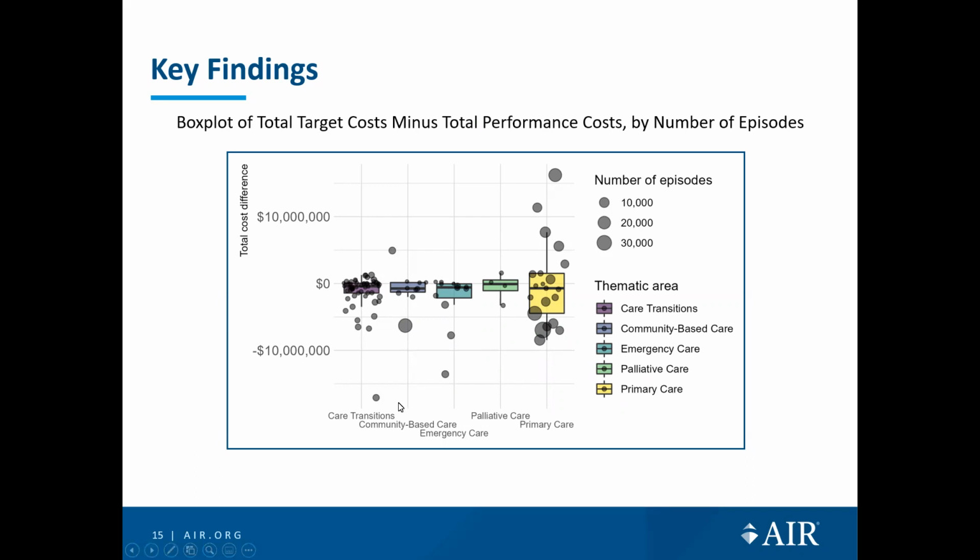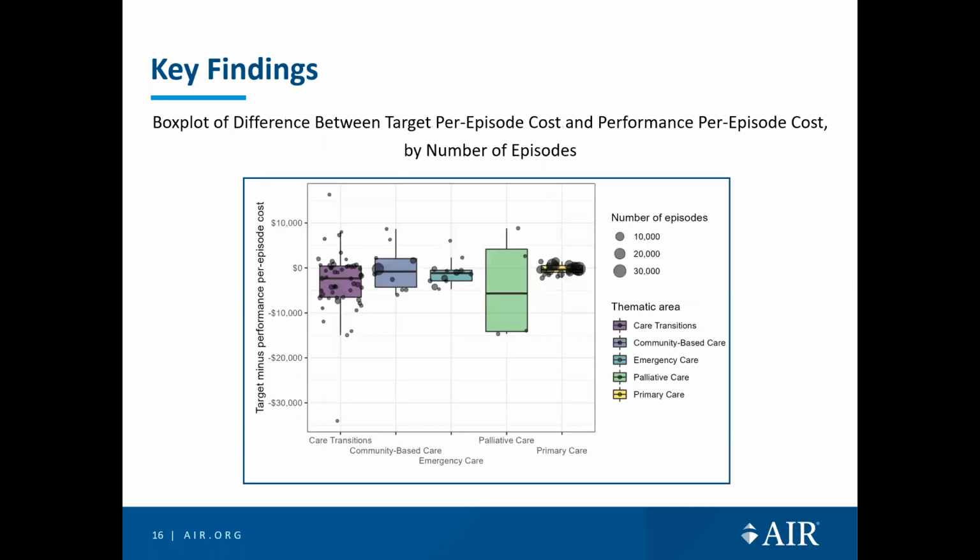So we can see here that there was quite a range in the size of the CTI, or the number of episodes, across the thematic areas, but there wasn't necessarily a correlation between the number of episodes and the total cost savings. This is another visualization that looks at per episode costs and compares target per episode cost and performance per episode costs, again, by number of episodes.